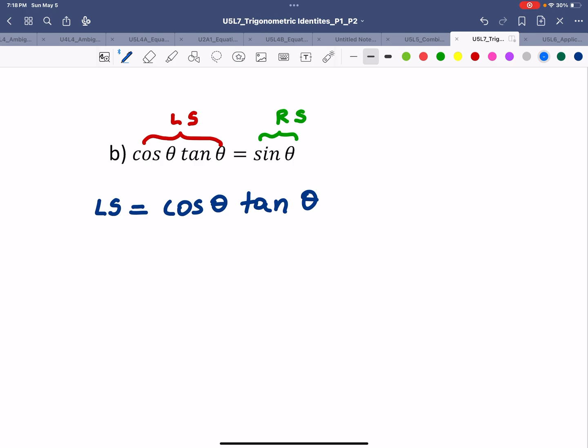But in this case, because I see that we have tan theta, right? And the other side doesn't have any of the quotient formulas, then I am going to think of replacing tan theta. So one of the strategies that I use very often is convert everything into sine and cosine.